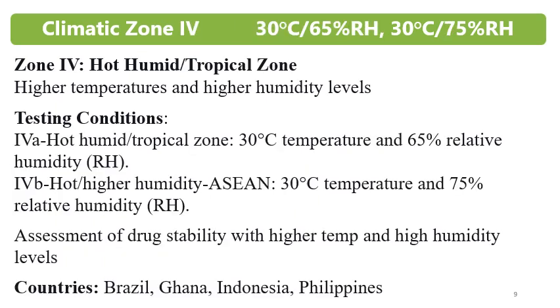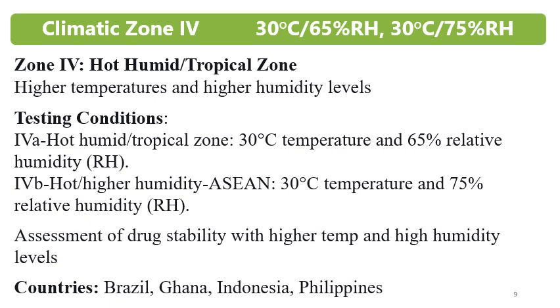And now zone 4. So zone 4 is divided into two zones, like A and B. So zone 4 is hot and humid. It is also called tropical zone, and higher temperature and higher humidity levels are there.